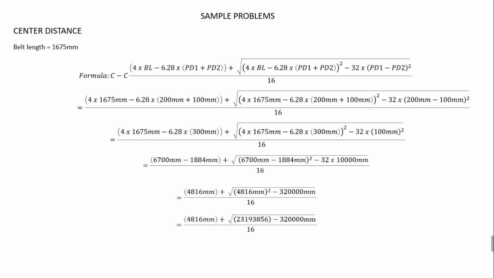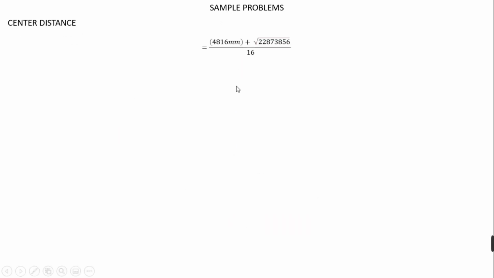So we still need to simplify, and we will get 4,816 millimeters plus the difference, which will be equal to 22,873,856 millimeters squared over 16. So our center distance must be equal to 600 millimeters. So that's our center distance. So that's how we get the length of the belt and the center distance of this example.